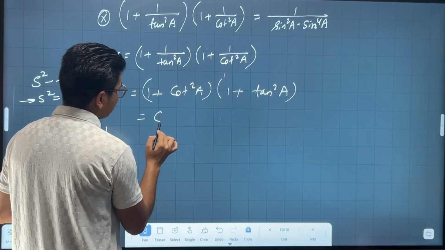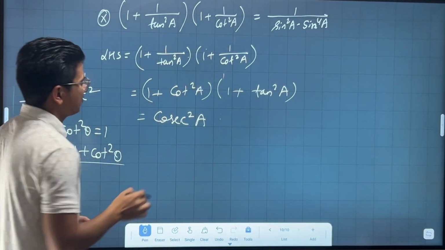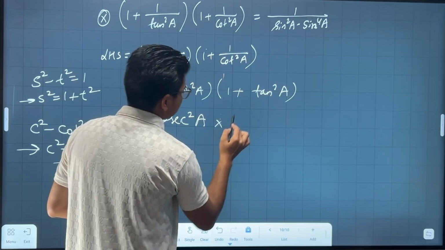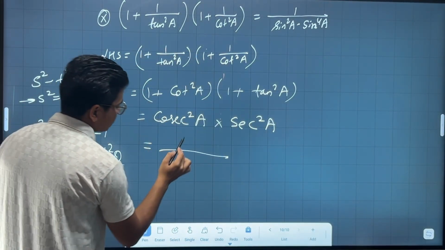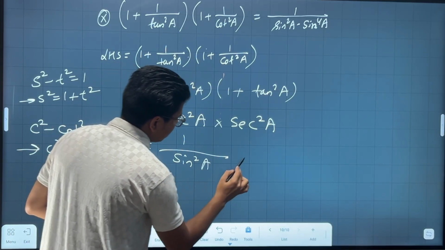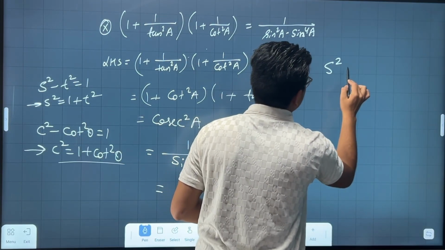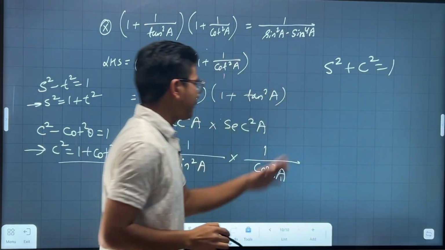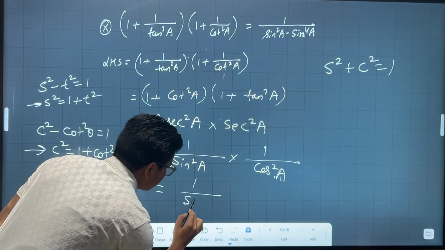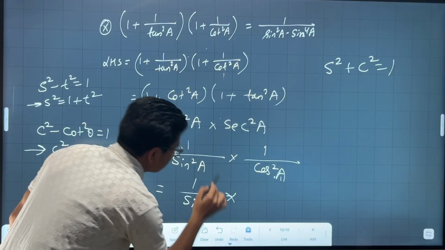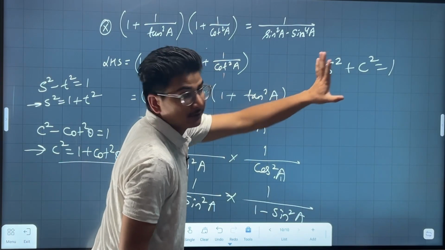1 plus cot square theta equal to cosec square theta. In place of theta here we have a, right? Then into 1 plus tan square a, sec square a, correct? And now apply reciprocal relation, cosec square means 1 by sin square a into sec means 1 by cos square a, correct? Formula sin square theta plus cos square theta equals to 1. From here I can write cos square theta equal to 1 minus sin square theta. Very good. 1 by sin square a into in place of cos square a I can write 1 minus sin square a. Yes, I can easily write from there, correct?